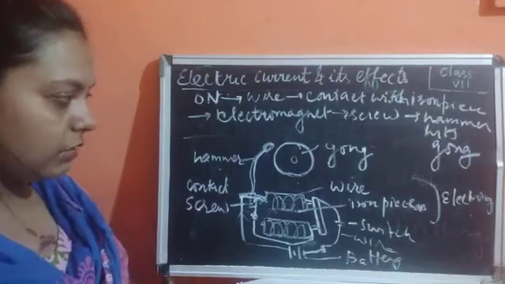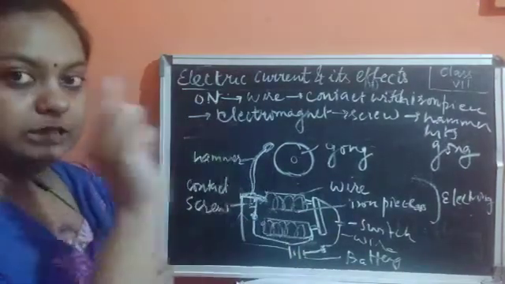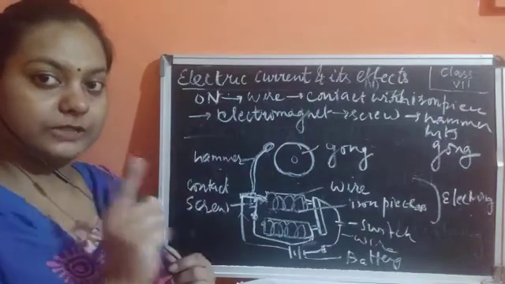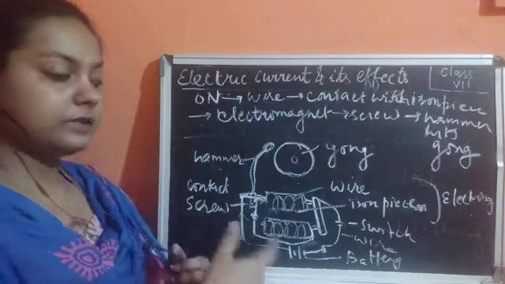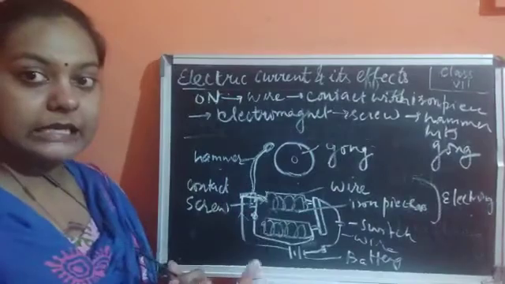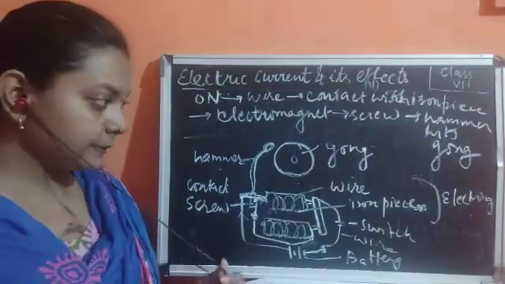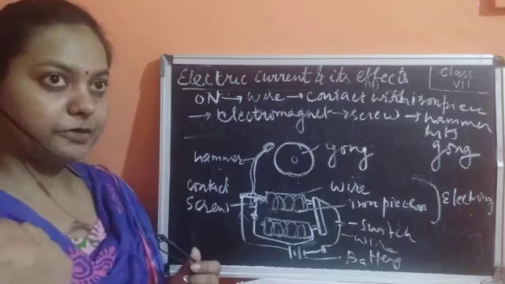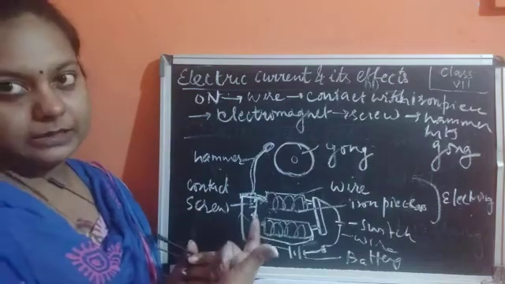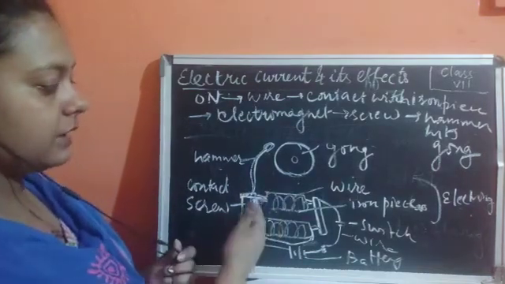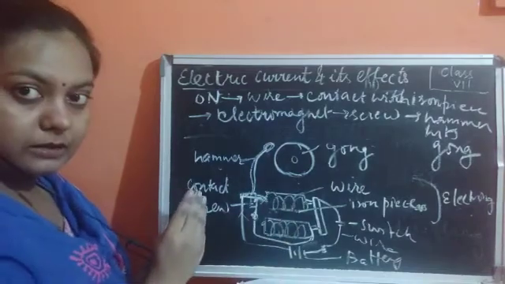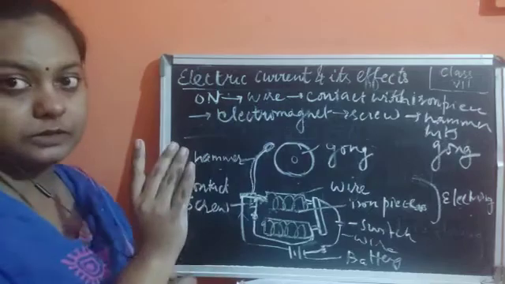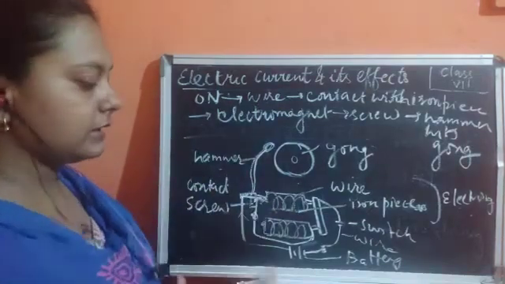So once again, till the time you are pressing the switch, till the time the switch is in on condition, this circuit is maintained and is complete. Now once you release your hand from the switch, this breaks the circuit. Once this breaks the circuit, this contact screw comes back. Once this comes back, the hammer comes back, the ringing sound is stopped and the circuit is incomplete.